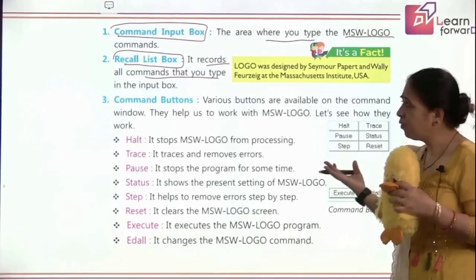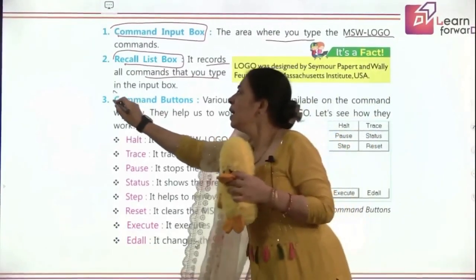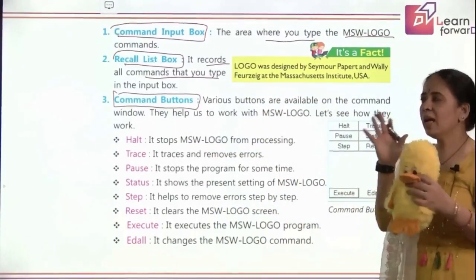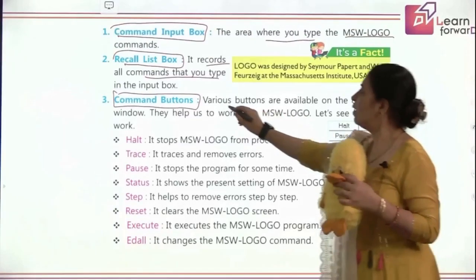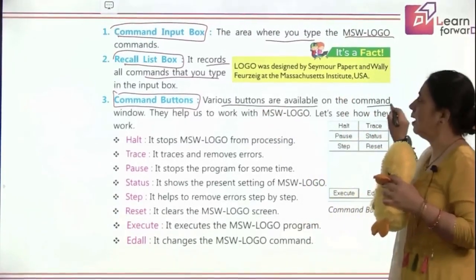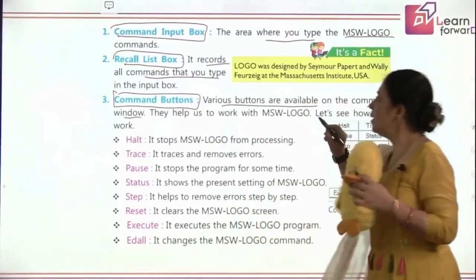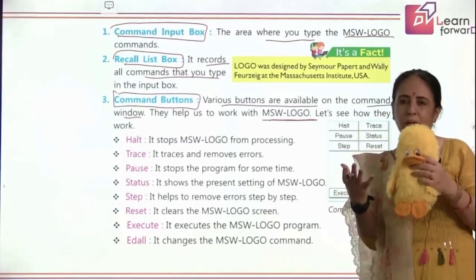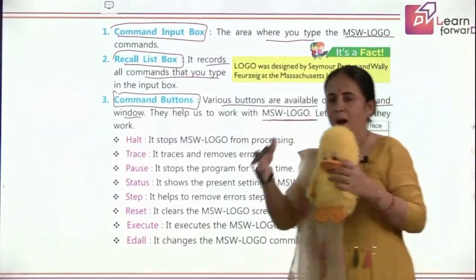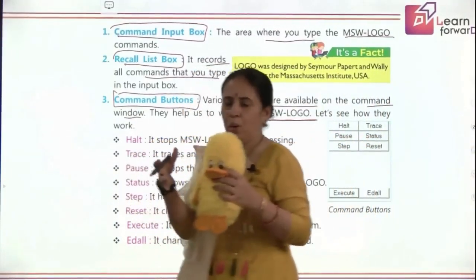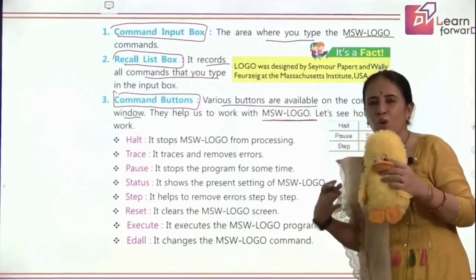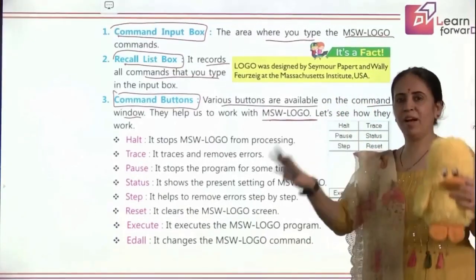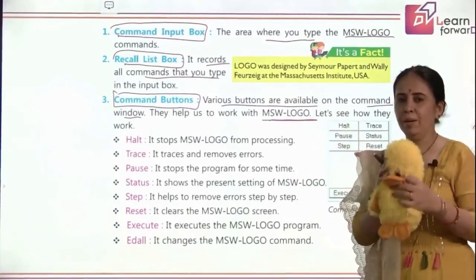Then, children, after that, we have certain command buttons in the commander window. Now, what are these buttons for? You have different buttons which are available on the command window, which help MSW Logo to get the work done. That means you are giving the commands in the command window, and these commands are followed and you are getting the output in the main screen, that is the white area of your main screen. Okay.